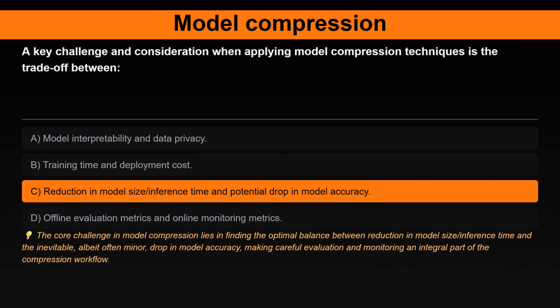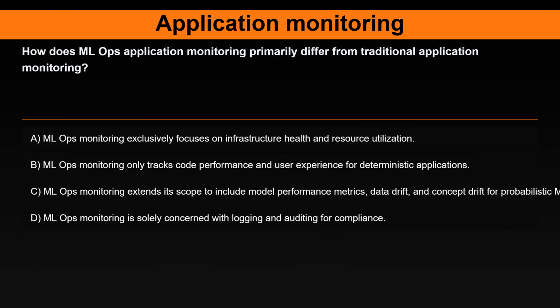The correct answer is reduction in model size/inference time and potential drop in model accuracy. Here's the explanation. The core challenge in model compression lies in finding the optimal balance between reduction in model size/inference time and the inevitable, albeit often minor, drop in model accuracy, making careful evaluation and monitoring an integral part of the compression workflow.